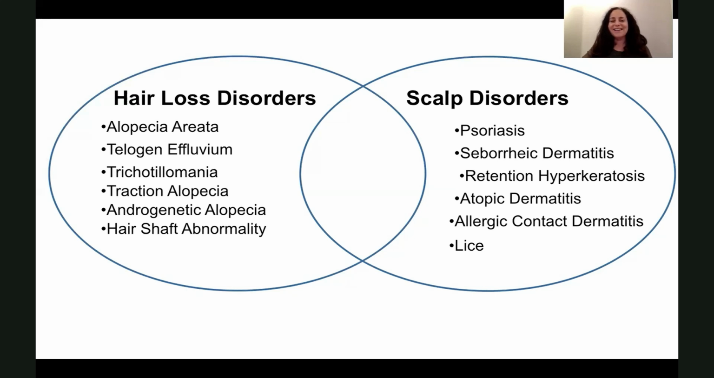Lice is typically a disorder of the scalp. Again, it could secondarily lead to hair loss through rubbing and scratching, but this is a condition where you're going to see, as most of you know, excoriations, pruritus, and you can actually see, in some cases, the actual nits and lice. But it doesn't actually cause the hair to fall out directly. Again, it's usually through secondary friction.